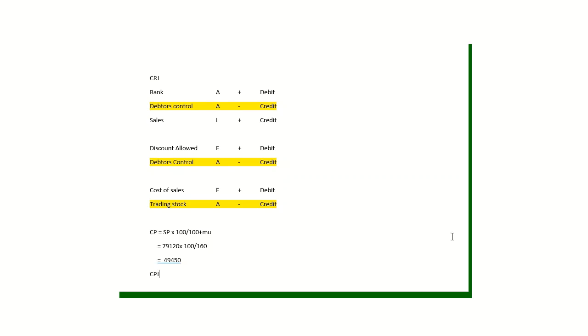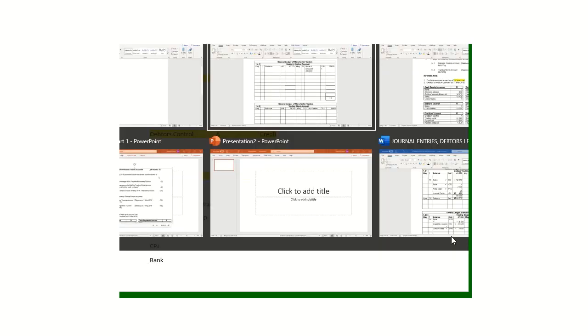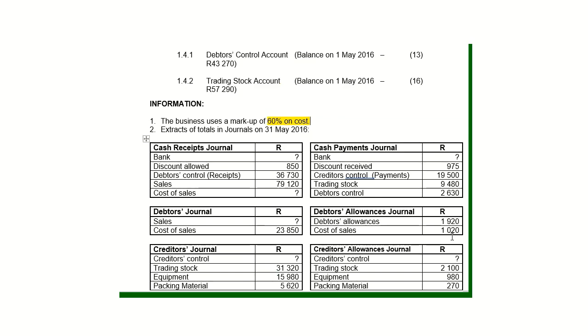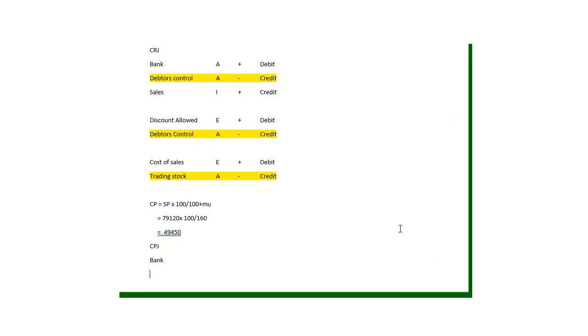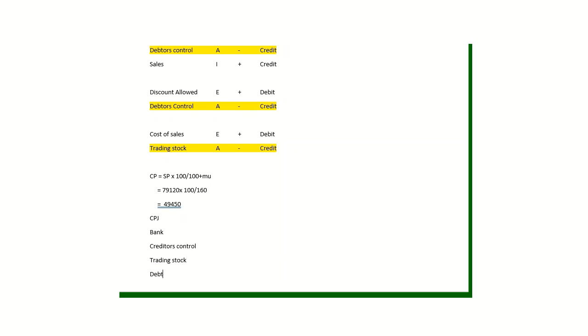One account is always bank, the same as with the CRJ. So bank, and then I can just list whatever is given. Bank, leave out discount, creditors control, trading stock, debtors control. Those are the four accounts.